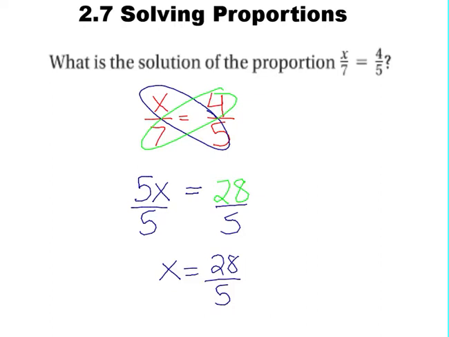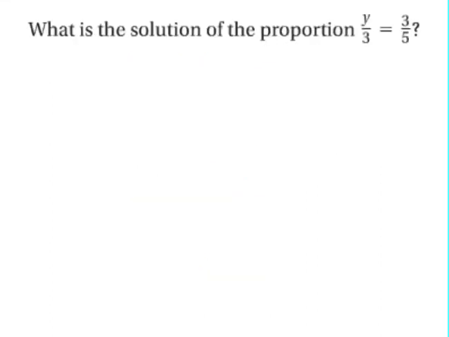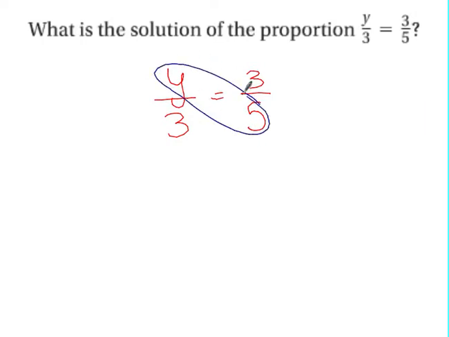All right, let's take a look at the next problem. What is the solution of the proportion y over 3 equals 3/5? Again, we write it down so we have somewhere good to work, and we create our little lassos. So we're going to multiply those two numbers together.